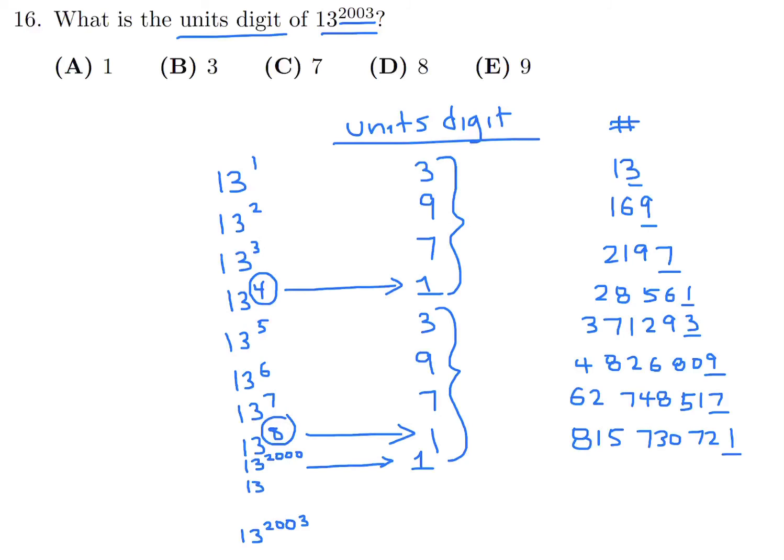And now, to get the subsequent units digits, you just follow the pattern. After 1 comes what? 3. So the units digit of 13 to the power of 2001 will be a 3. After that comes a 9. So the units digit of 13 to the power of 2002 will be a 9. And after that comes a 7, and therefore the units digit of 13 to the power of 2003 will be 7. So 16, the answer is C.